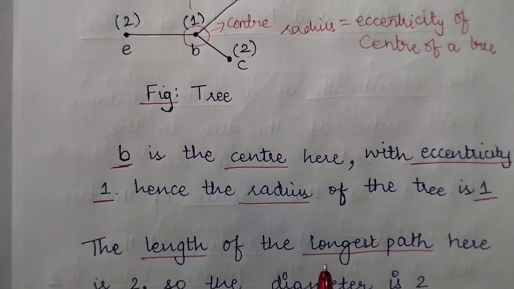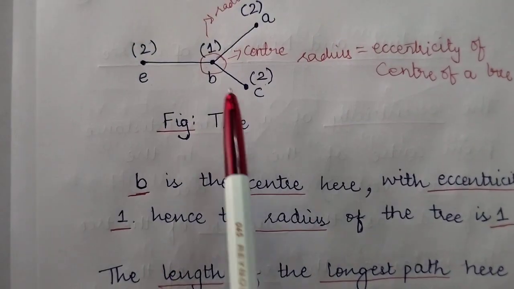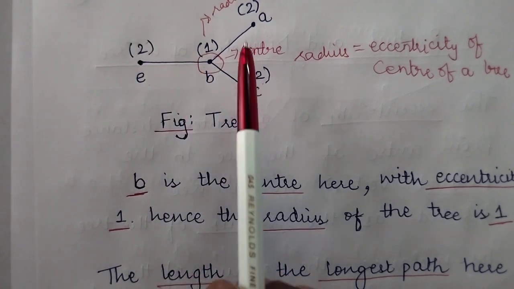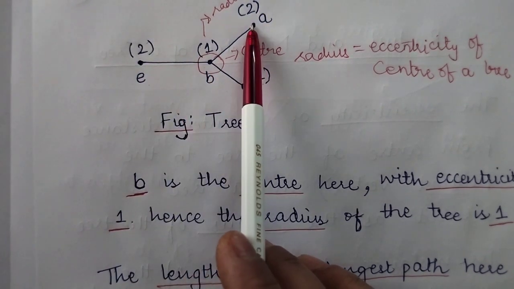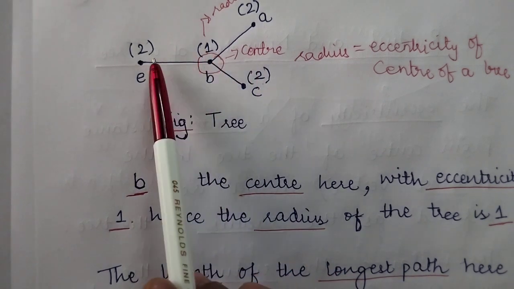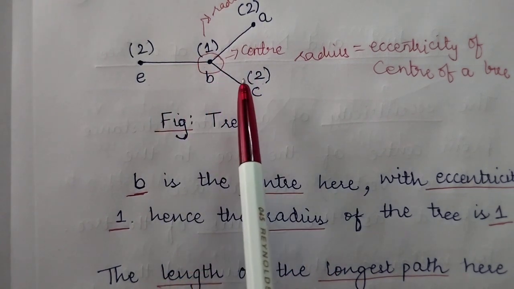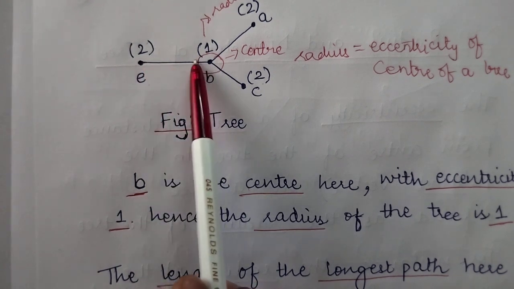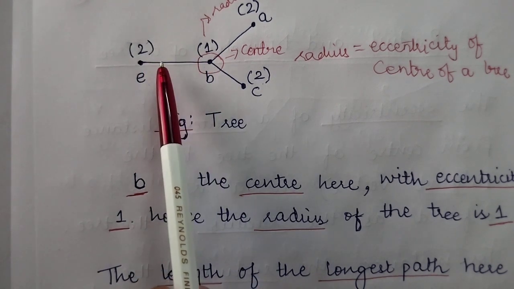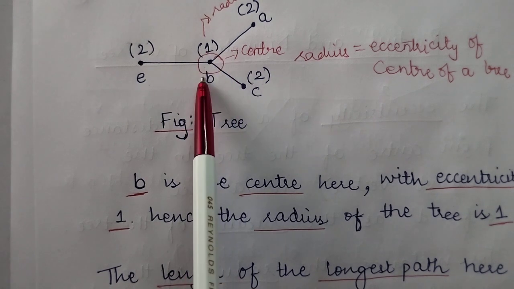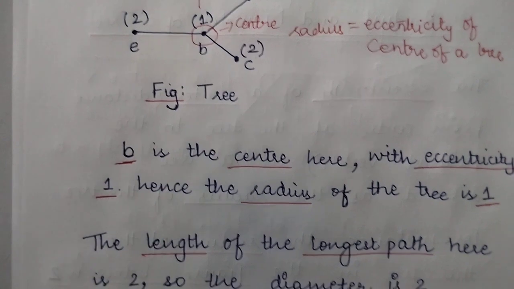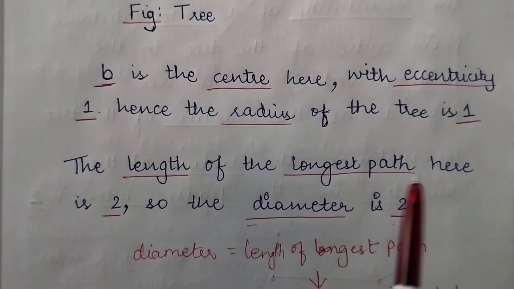The length of the longest path now. If you see what the longest path length is, that is 2. All other vertices have the same length, which is 2. So I can say that the length of the longest path here is 2, because you do not have a path longer than this. This is the longest path that I can have in this particular tree, which is 2.